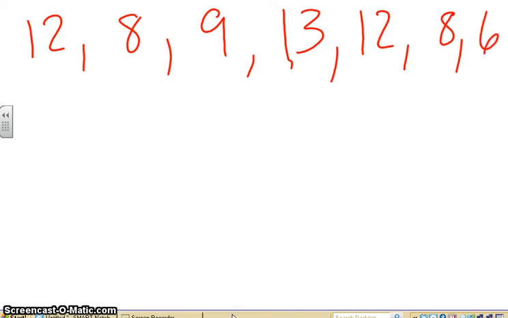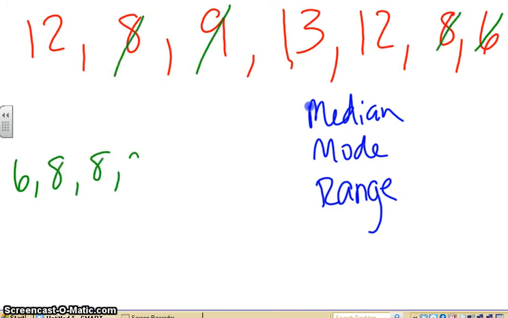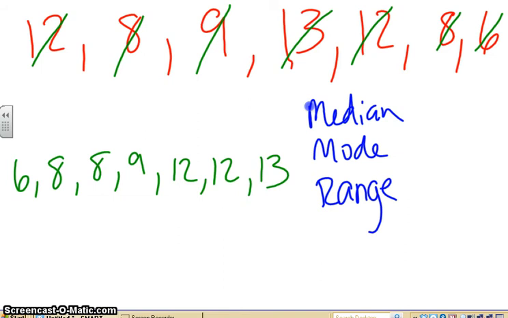Okay, so there's my list. So I want to find the median, the mode, and the range of this list of numbers. Well, I know that my first step, no matter what, is to put the numbers in order. So I have a 6 is my smallest, so I'll put the 6 first, and then I'll put an 8, and then another 8, and then a 9, and then a 12, and then another 12, and then a 13. Okay, there's my list of numbers. They're in order. Now I'm ready to find the median, the mode, and the range.